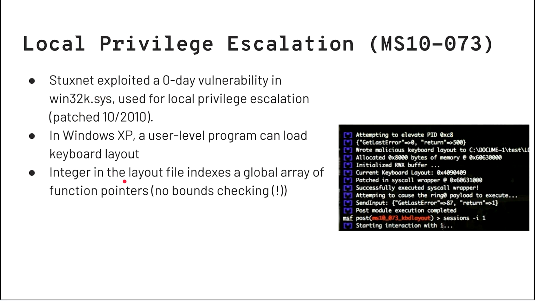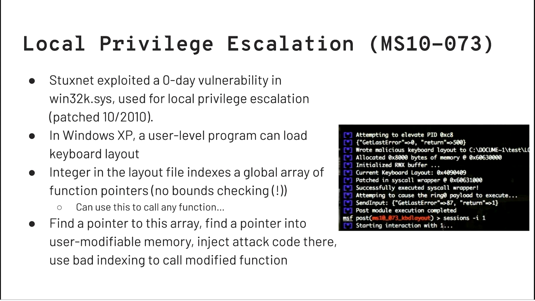Then you would give an integer to the layout file that would index a global array of function pointers. But there was no bounds check on that array, so you could actually select a layout that didn't exist, one that was not part of that array. Because the integer was just used as an index, you could essentially call any function. You just need enough offset from the entry point of this array to wherever you wanted to jump to, and the function would be executed from that offset.